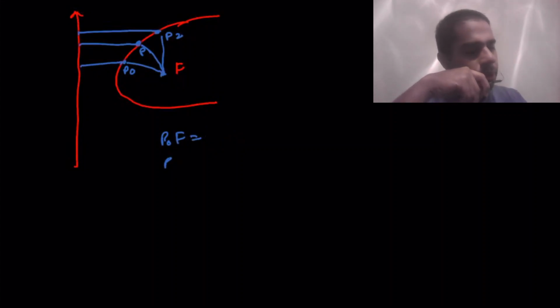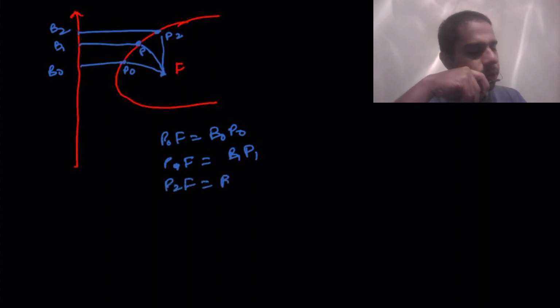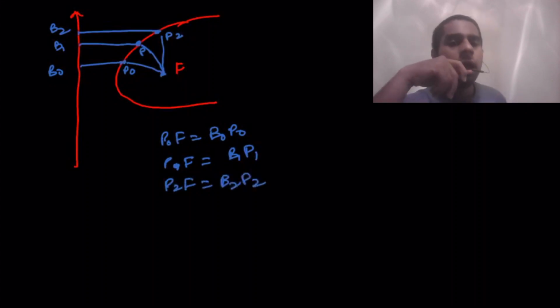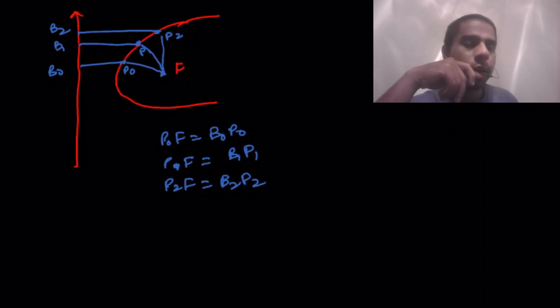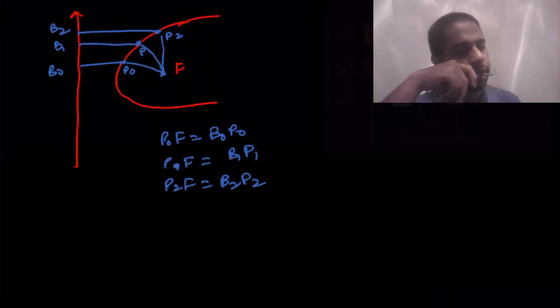Let it be B0, B1, B2. So P0F is equal to B0P0, P1F is equal to B1P1, P2F is equal to B2P2. So the points on the parabola are equidistant from the focus, the fixed point, and a fixed straight line. This fixed point is called the focus, and this fixed straight line is called the directrix.